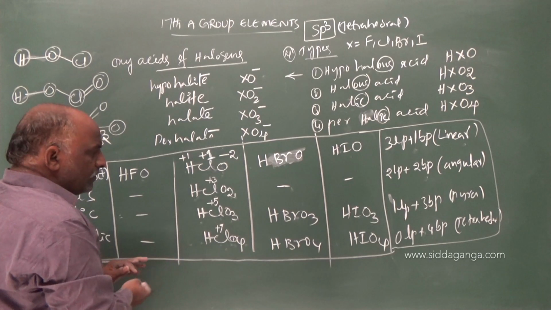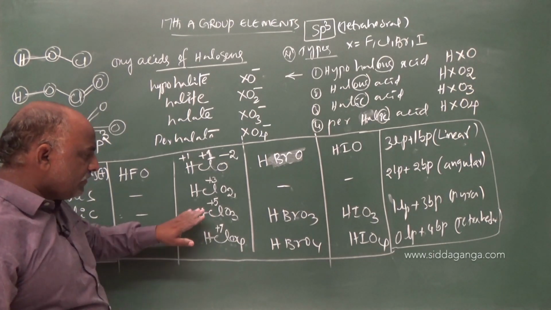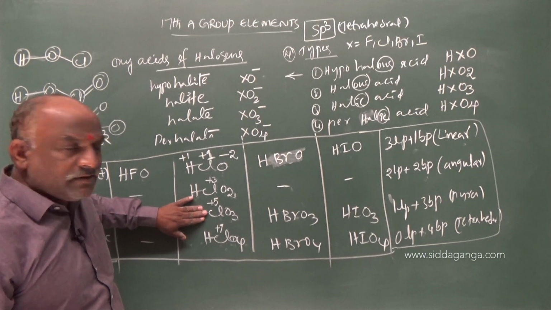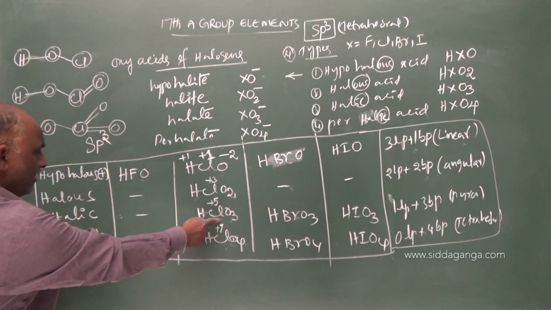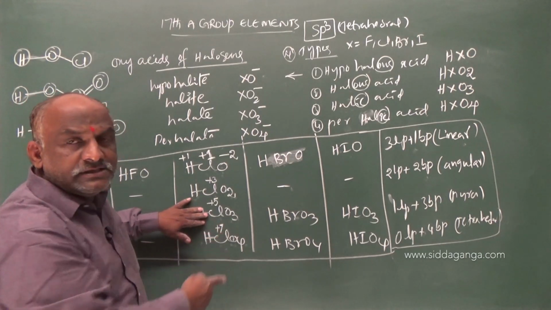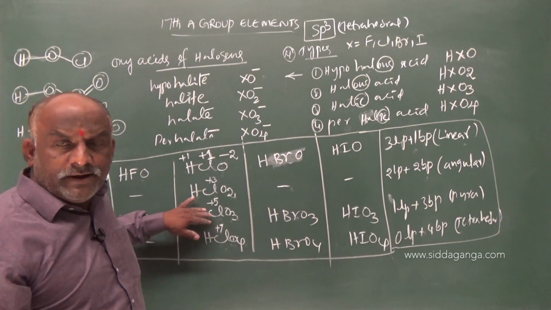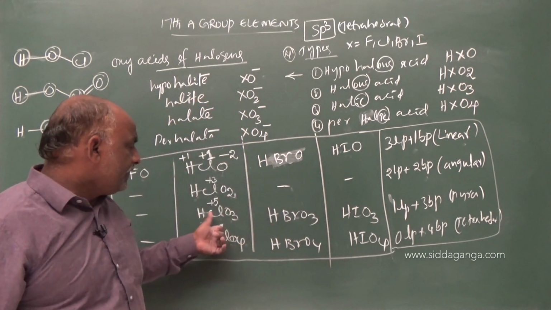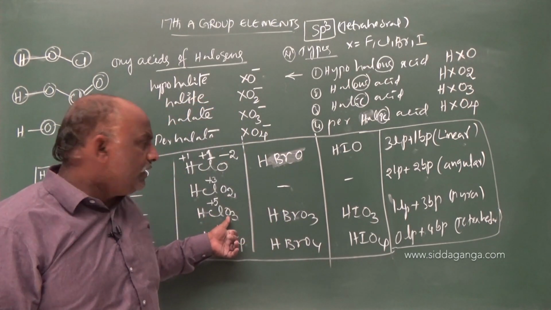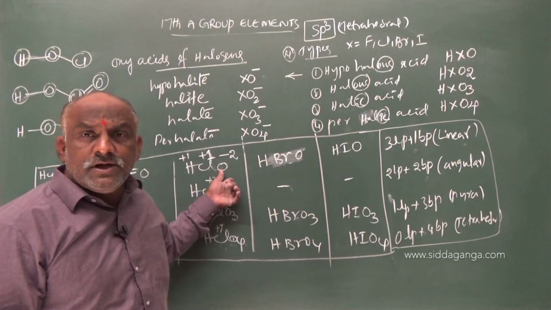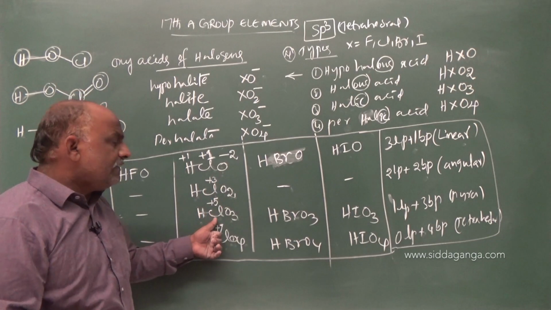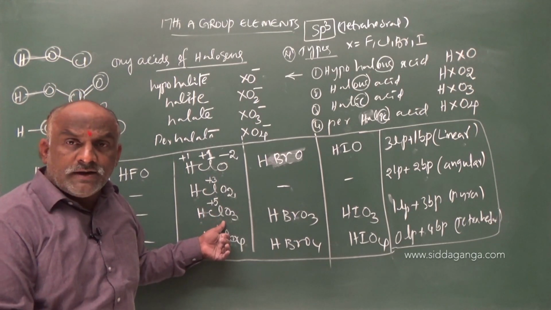Remove one hydrogen from this. What will we get? ClO3 minus. What is HClO3? Chloric acid. Remove one hydrogen and this is called chlorate. Already in the last class I said sodium chlorate. What is sodium chlorate? NaClO3. NaClO3 is sodium chlorate, and NaClO is sodium hypochlorite.